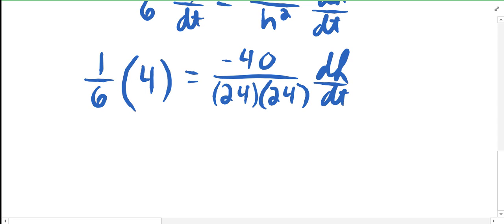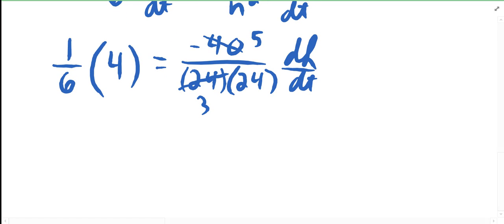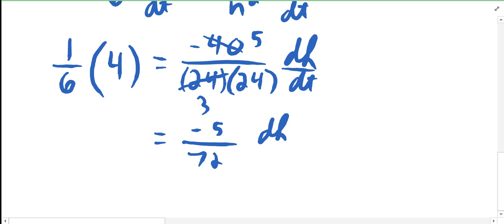Because what goes into 40 and 24? 4. Well, 8 also goes in, right? So we can cross out one of these 24s and make it a 3. And we can cross out this 40 and make it, not an 8, make it a 5. So now we don't have to do 24 times 24. We can do 3 times 24, and that's only 72. So really what we have over here is negative 5 over 72 dh/dt equals 4 over 6, which is 2/3.